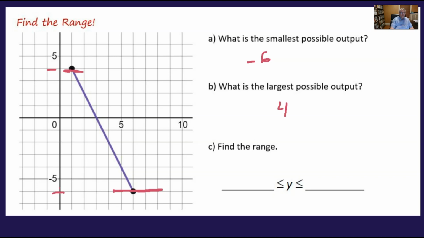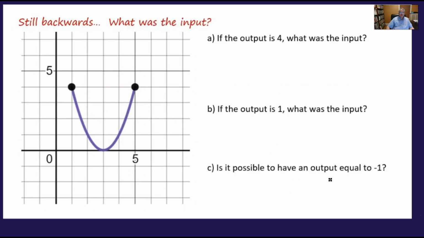So we can have outputs. There's a graph for every value of y in between -6 and 4. And that's the range. That's the set of outputs. We have outputs from -6 to 4. And outside of those values, there's no graph.